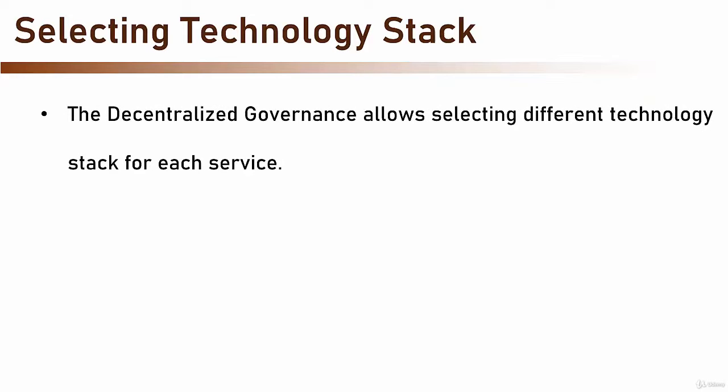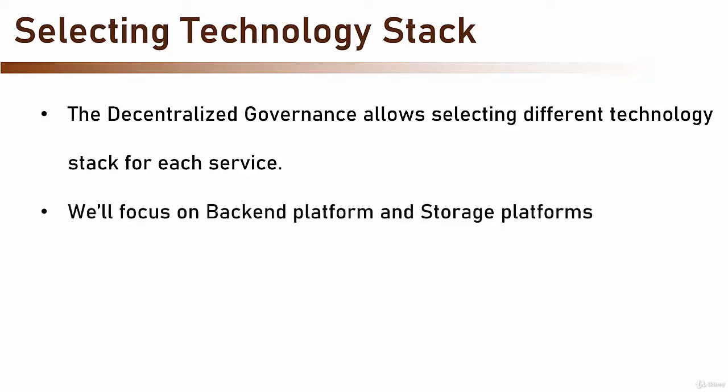The decentralized governance attribute of microservices allows selecting different technology stacks for each service. This gives the team a lot of independence in selecting the stack and allows them to pick the most efficient and suitable platform for their specific task. In this lecture, we will focus on backend development platform and storage platforms, since these are the most critical ones for microservices. We are going to lay out the various alternatives for backend and storage and explain the pros and cons of each one of them.